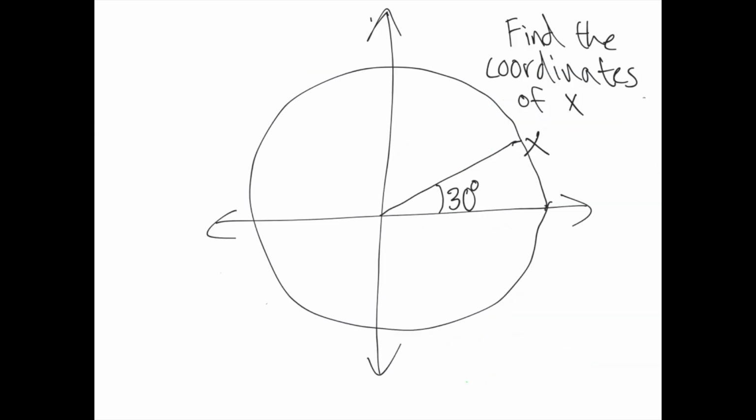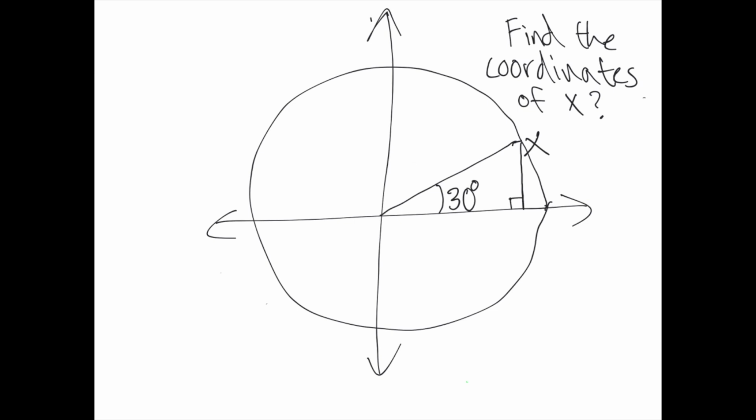So in this question, it's asking for the coordinates of x given that the angle here is 30 degrees. It's important to remember that we measure the angle from the x-axis going counterclockwise around the unit circle. So we have 30 degrees. As a reminder, if we drop down this line from x down to the x-axis, we'll have this right-angled triangle.